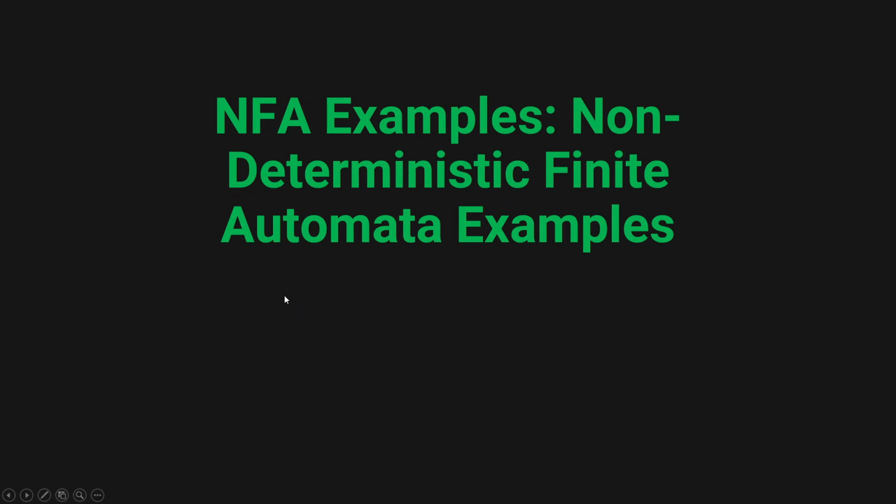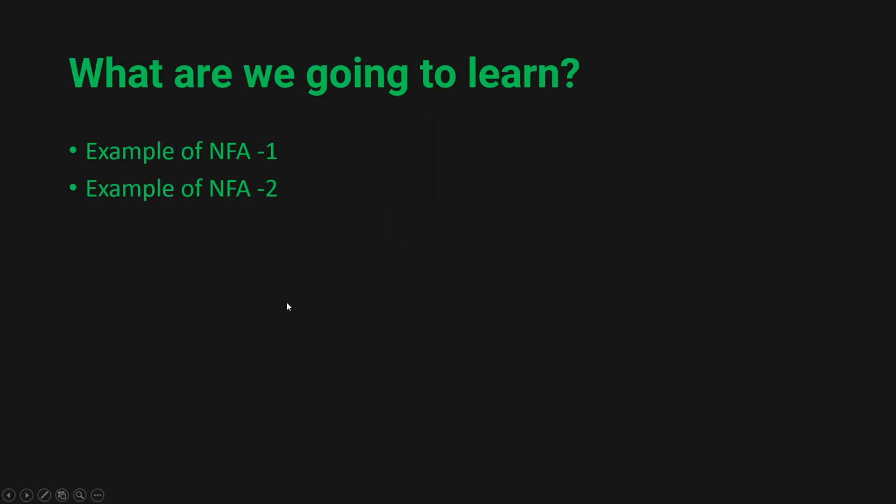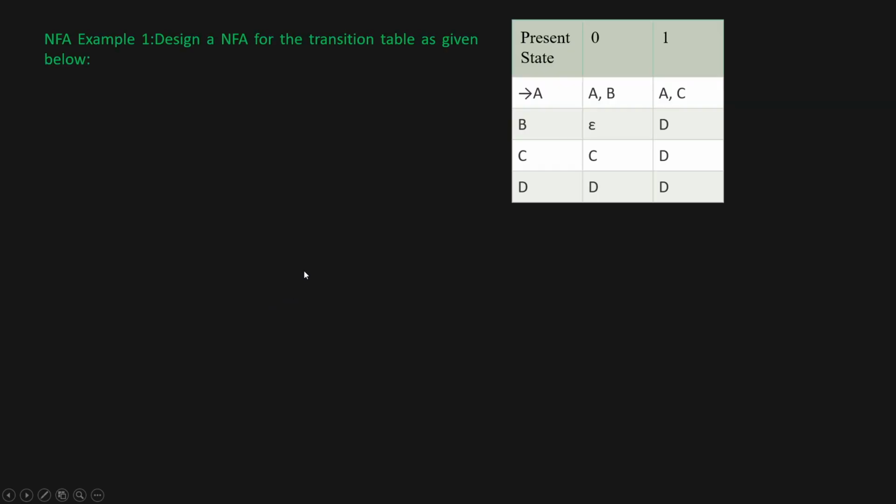Today we'll be looking at some more examples of NFA, that is non-deterministic finite automata examples. So let's get started. First thing, what are we going to learn? We'll look at two examples, first and second example. So let's begin with the first example.